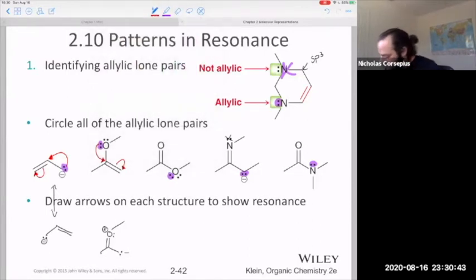It's the same pattern all the way down. How about you guys give it a shot for the amide? See if you can tell me what the other resonance contributor would be for this structure. Just like before, we're going to have this pair of electrons come down, this pair come up.